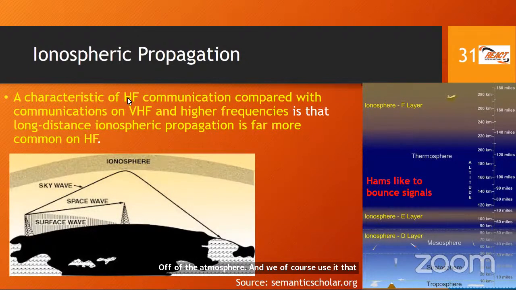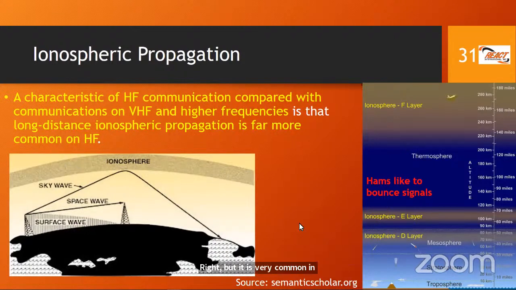A characteristic of HF communication compared with communications on VHF and higher frequencies is that long distance ionospheric propagation is far more common on HF. Matter of fact, it happens all the time, right? It can happen a little bit on VHF, right? But it is very common on HF.